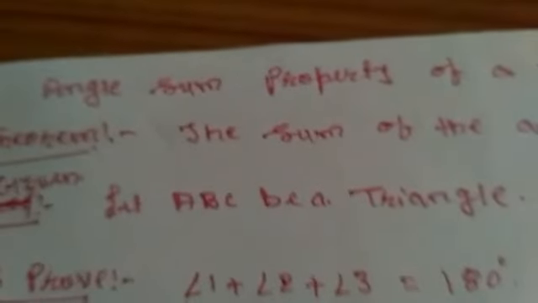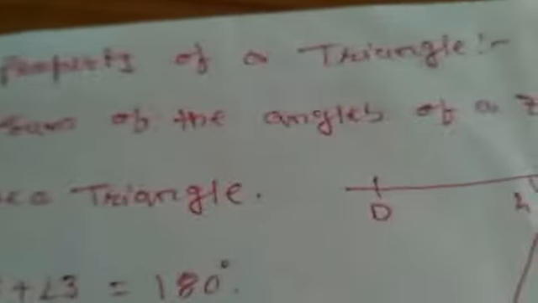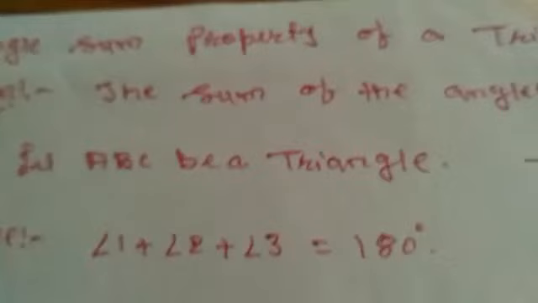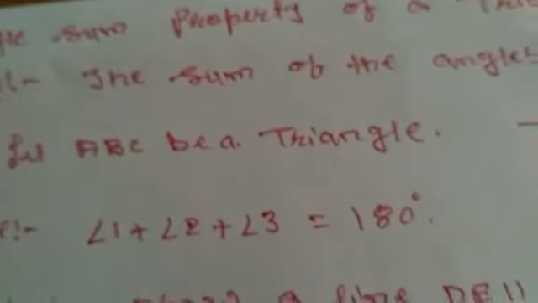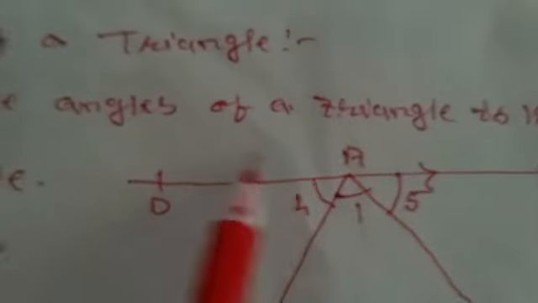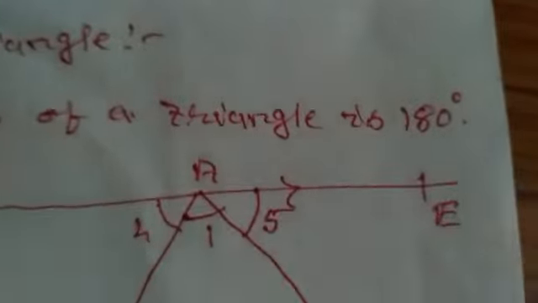So there is a theorem, that is the angle sum property of a triangle. Do you know that a triangle has three angles and the sum of the three angles is always 180 degrees. Now we have to prove this property of the triangle. So our first theorem is that the sum of the angles of a triangle is 180 degrees. This is the property which we need to prove.